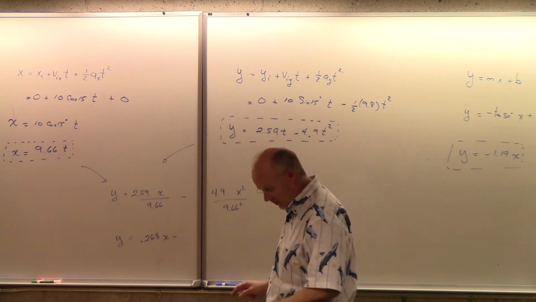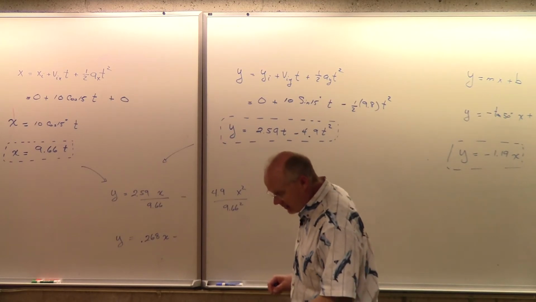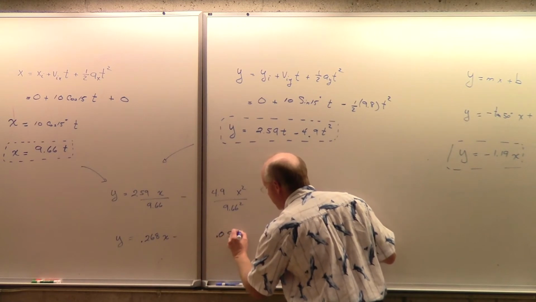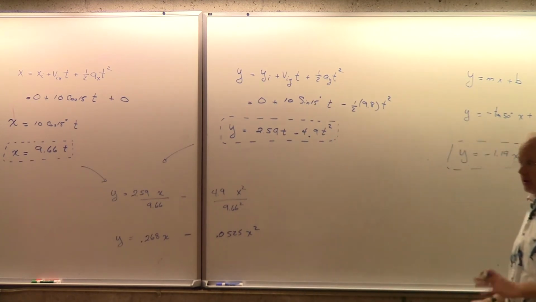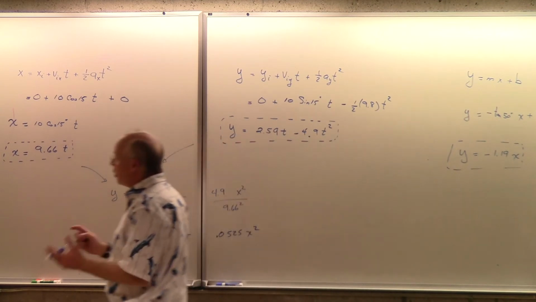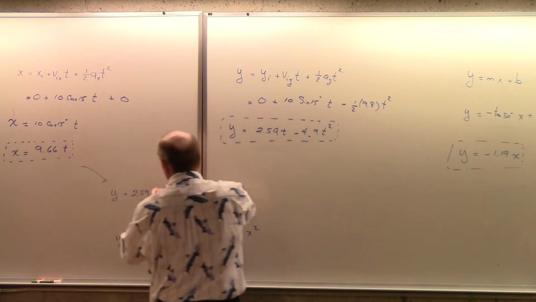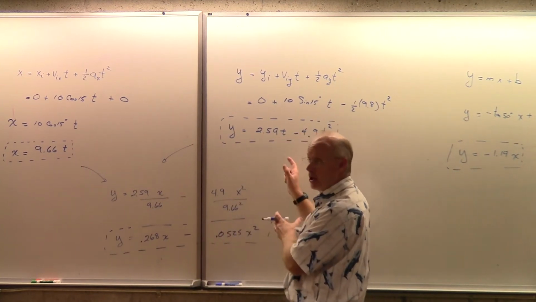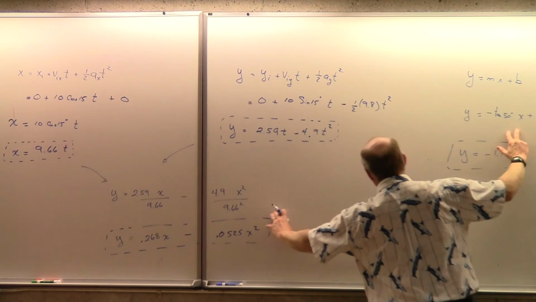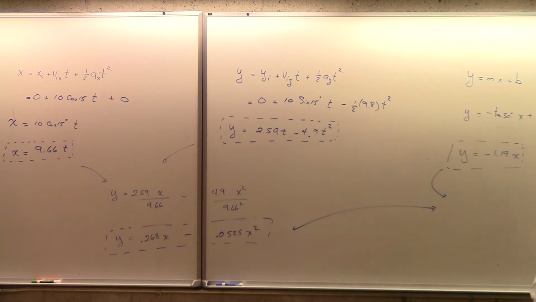And then this one, 4.9 divided by 9.66 squared comes out to be 0.525x squared. Right? And so there's my equation for that parabola. So you're really saying, when does this parabola cross that line, right? And so now that I have taken two equations and put them together, and of course have eliminated one unknown, so there's no time, I can then put these two equations together and eliminate another unknown. And then I would have one equation and one unknown.